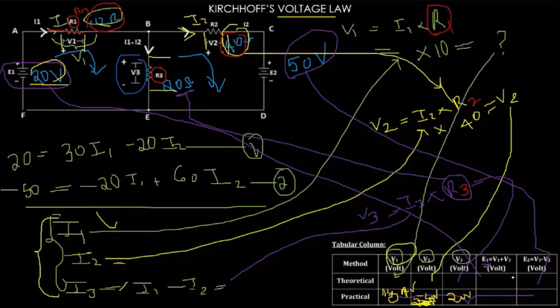Okay, then you need to find E1. You need to add V1 plus V2, so add these two and enter here. Okay, after this, you need to add V3 minus V2 and enter here. Okay, that's all.